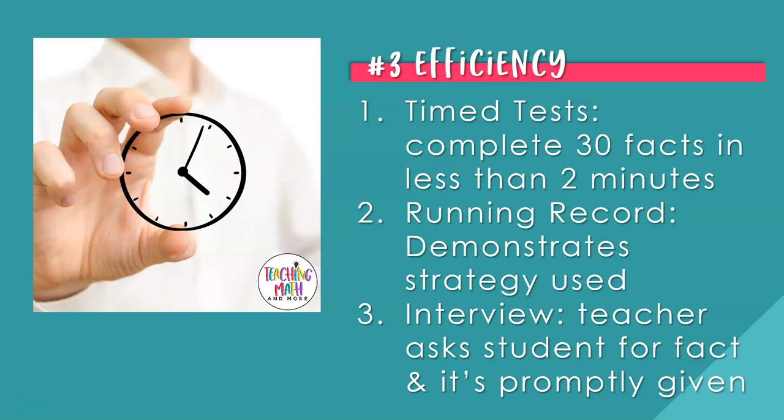So here are the best ways to assess for efficiency. Number 1, a timed test, which can be done in 2 minutes or less. Students demonstrate on a piece of paper which facts they know quickly within a 2-minute timer. Number 2, a running record, which demonstrates how your students are applying strategies to solve math facts. Students share their thinking to solve the math fact problem and give the answer. Running records primarily track growth from one period of time to another.